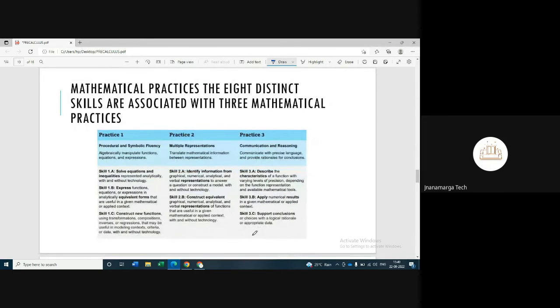Now there are some skills which are associated with 3 mathematical practices. What do we mean by mathematical practices? We have our procedural and symbolic fluency. We have our multiple representations and communication and reasoning.